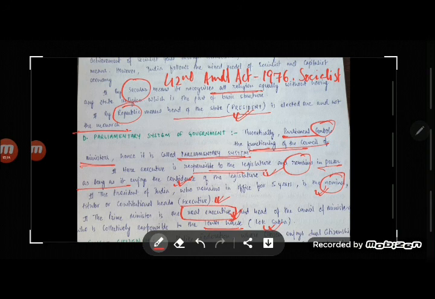So here the difference between the president and the prime minister is that the president is the nominal head, while the prime minister is the real executive or real head of the constitution. So whatever decisions are being taken are taken by the prime minister, not by the president.